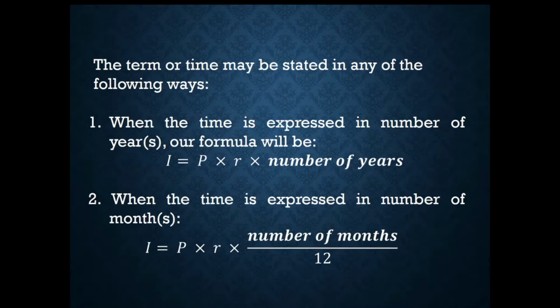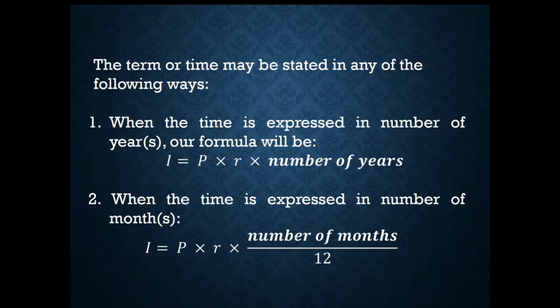So if the time is expressed in number of years, we'll use the formula I is equal to P multiplied by the rate of interest R, where P is the principal, and multiplied by the number of years T. However, if the time is expressed in terms of months, the formula should be adjusted so that it will reflect the correct amount in terms of the number of months.